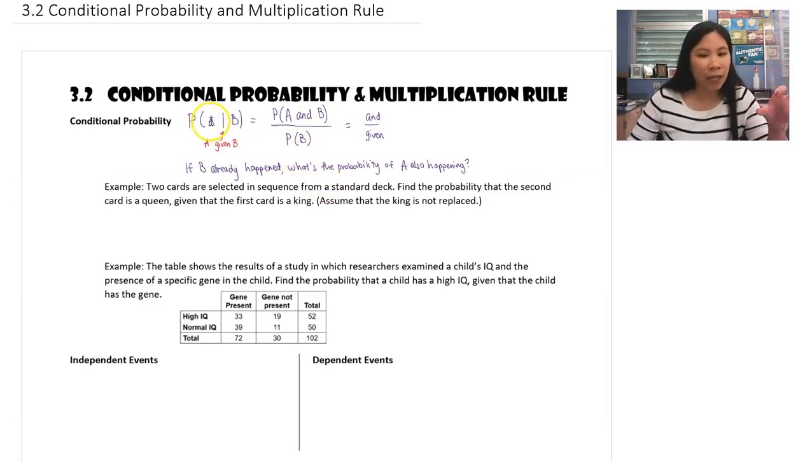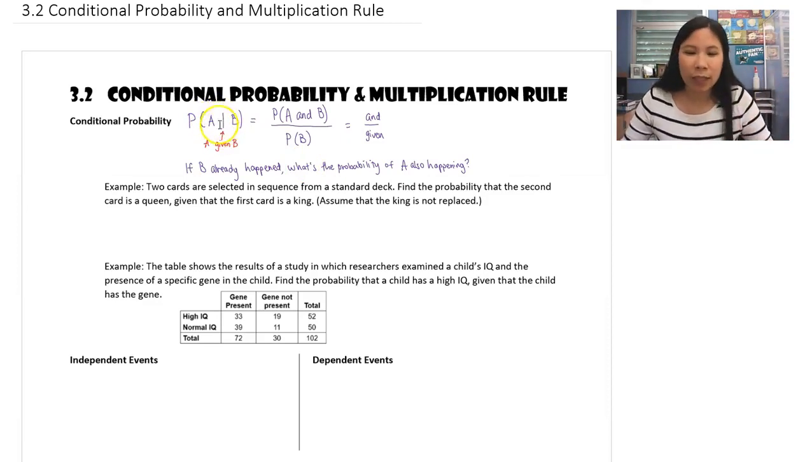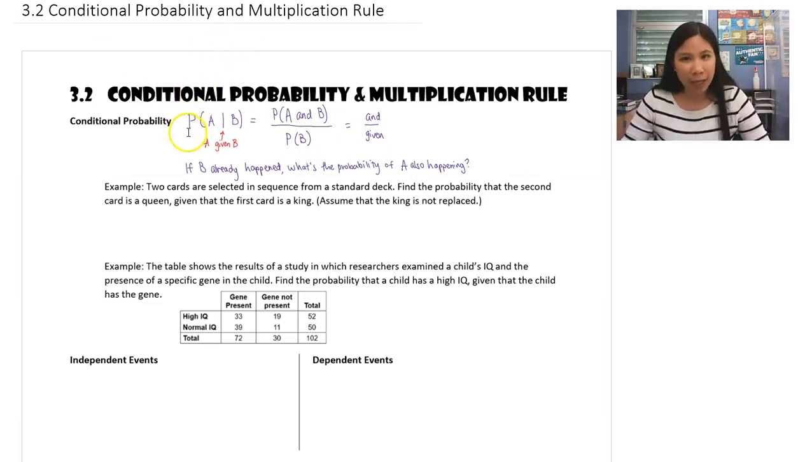So if event A was what we were looking for the probability of, then this vertical line here is going to be read as "given." So the probability of A given B is going to be the probability of A and B together divided by the probability of B. My easy way to remember this is just "and over given." Basically, we are trying to find the probability of A knowing that B already happened. So B is the information they're already giving you. That's something you need to read for in the question itself, and that's always what we divide by.